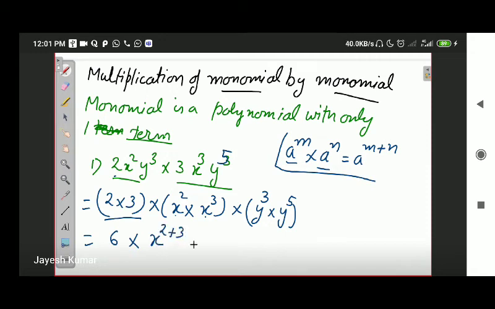Again for y, the base is the same, the base is y, so for both cases the powers should be added. So this will be 6 x to the power 5 y to the power 8. This will be your final answer. Okay, let's take one more example.